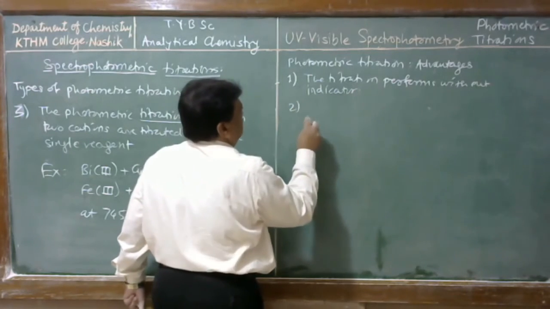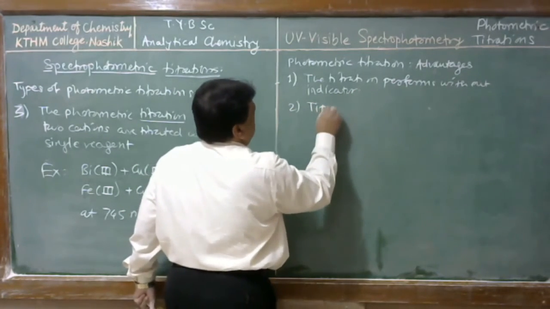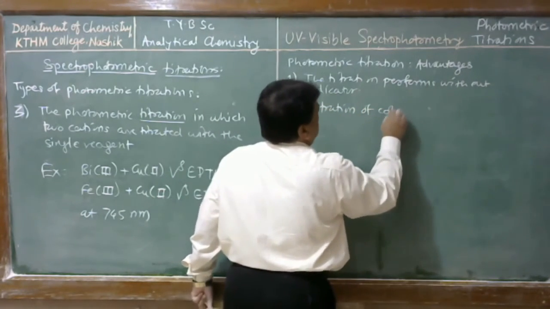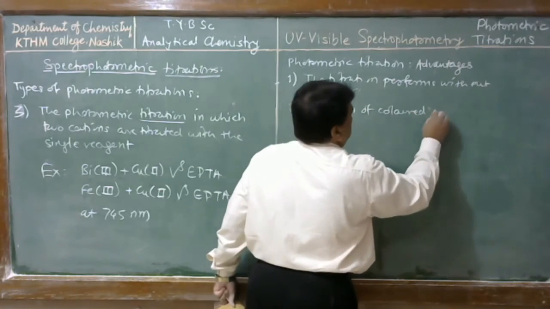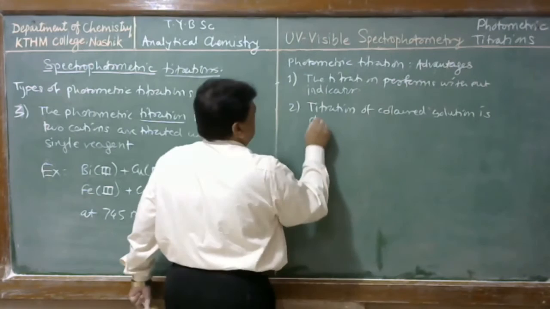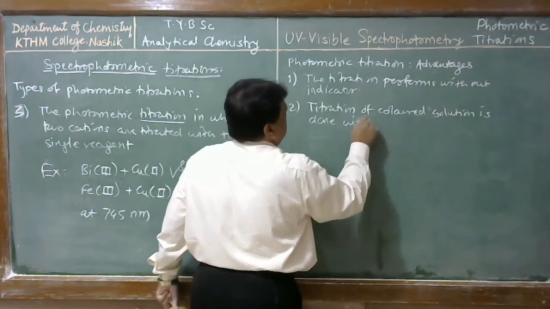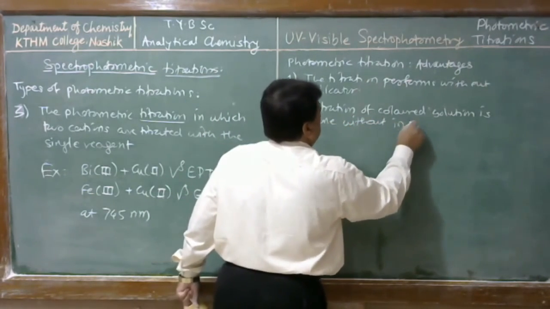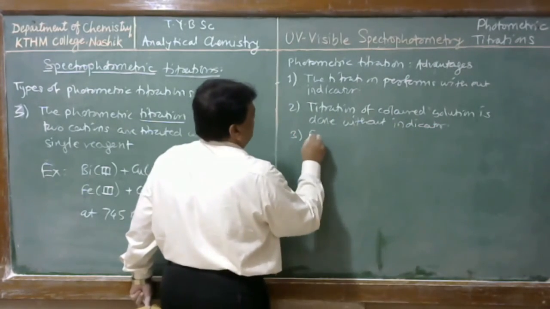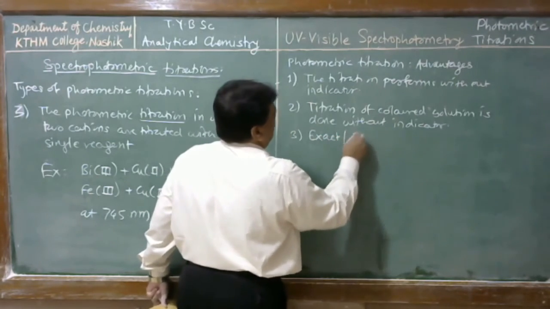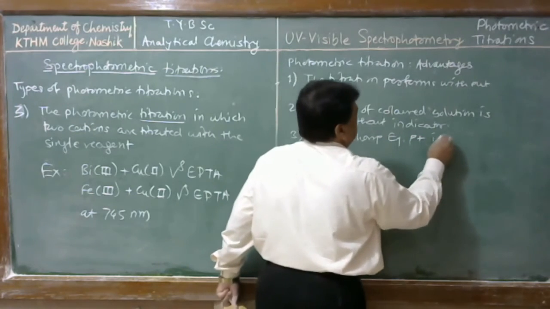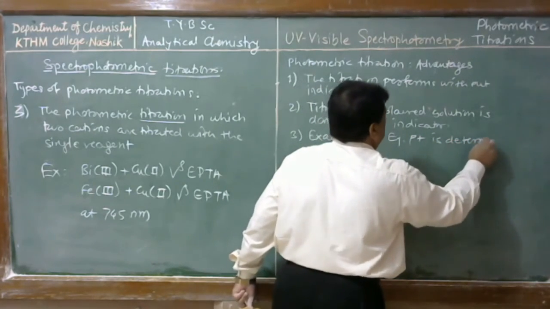Second thing is that titration can be applied for colored solution. Titration of colored solution is done without the indicator. The exact or sharp equivalence point is determined by photometric titration.